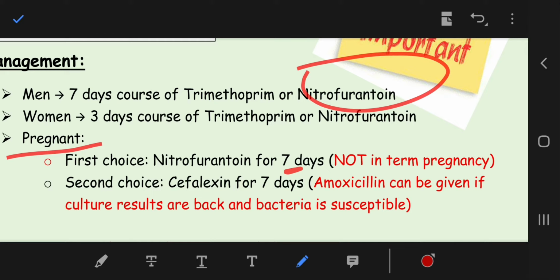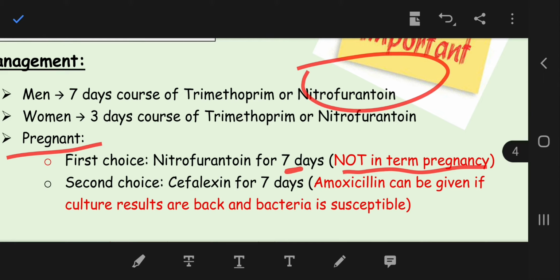First choice is going to be nitrofurantoin. But making sure, look in the red, making sure that the woman is not in term pregnancy. She is not in her 3rd trimester. Why? Because it causes neonatal hemolysis. So 2 things to mention about nitrofurantoin. You don't give it to patients with eGFR less than 45, and you don't give it to pregnant women in their 3rd trimester. Second choice, cefalexin.